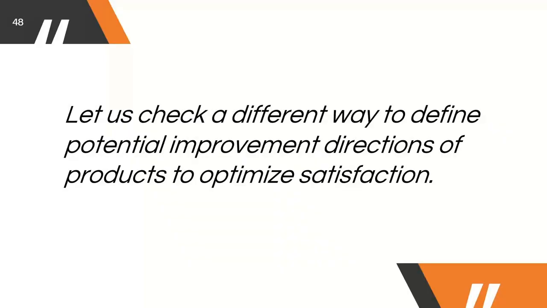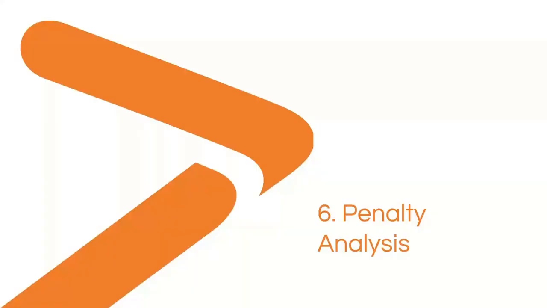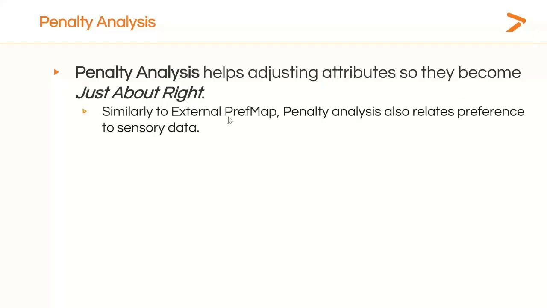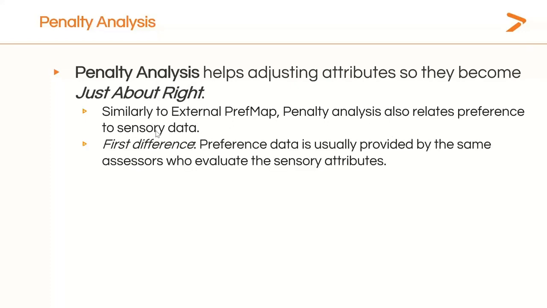Now let us check a different way to define potential improvement directions of products to optimize satisfaction. So this was one first type. Let me check another type: penalty analysis. Penalty analysis is based on just about right data. It helps adjust attributes so that they become just about right. Similarly to external preference mapping, penalty analysis also relates preference to sensory data.